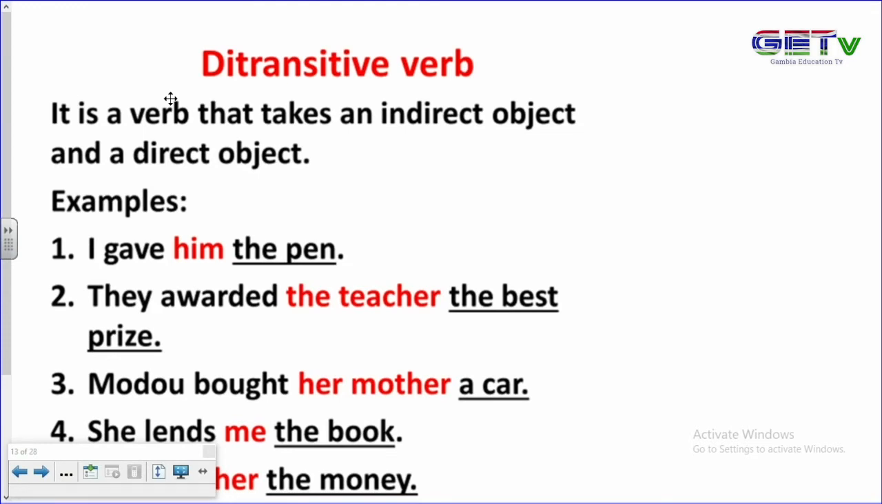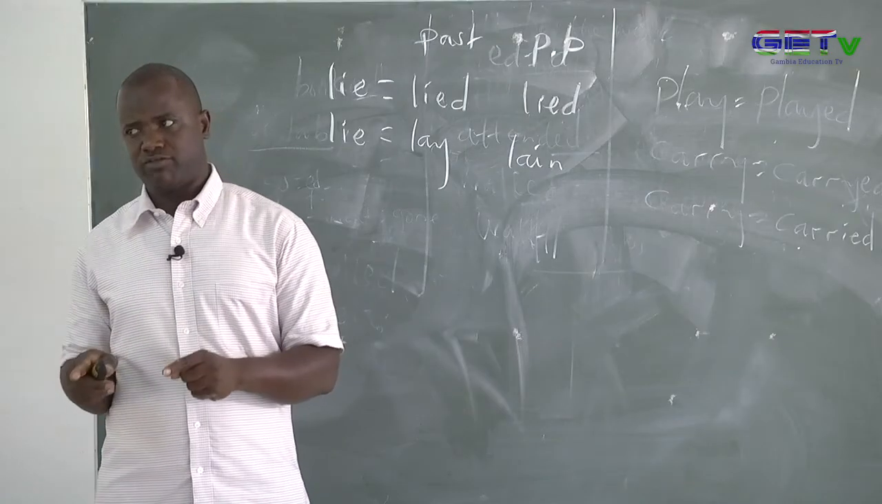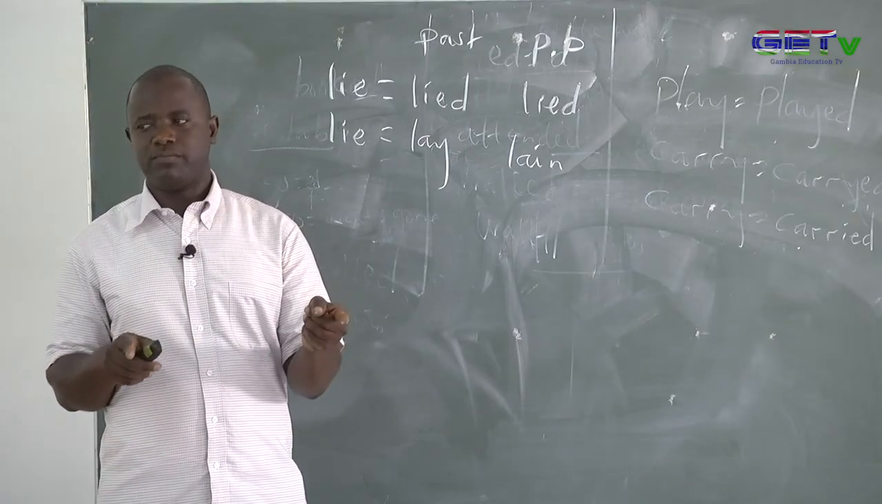The other one is the ditransitive verb. It is a verb that takes an indirect object and a direct object. A transitive verb takes only a direct object, but the ditransitive verb takes both direct and indirect object. You can see the examples here on the board. I gave him the pen. Here you have two objects. One of them is him, and the other one, the pen. Which one is the direct object? The pen, because the pen receives the action. You could say, I gave the pen to him.